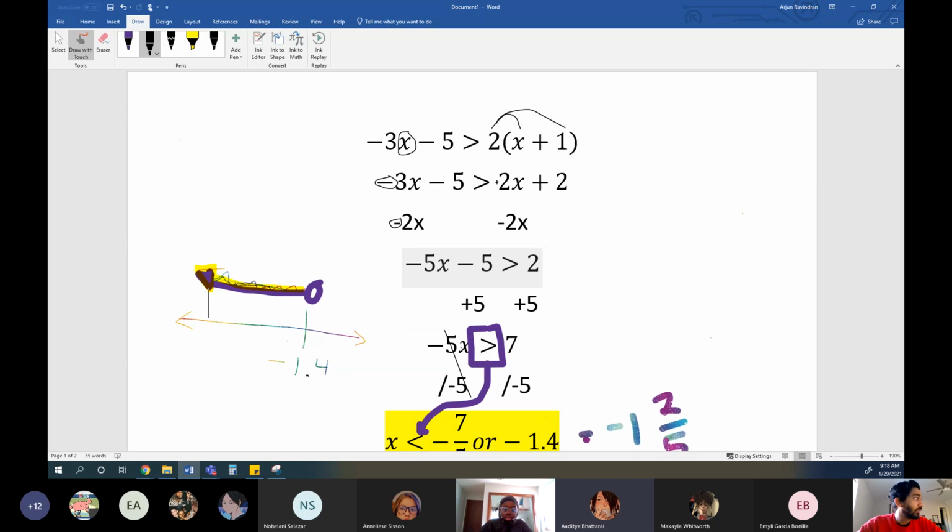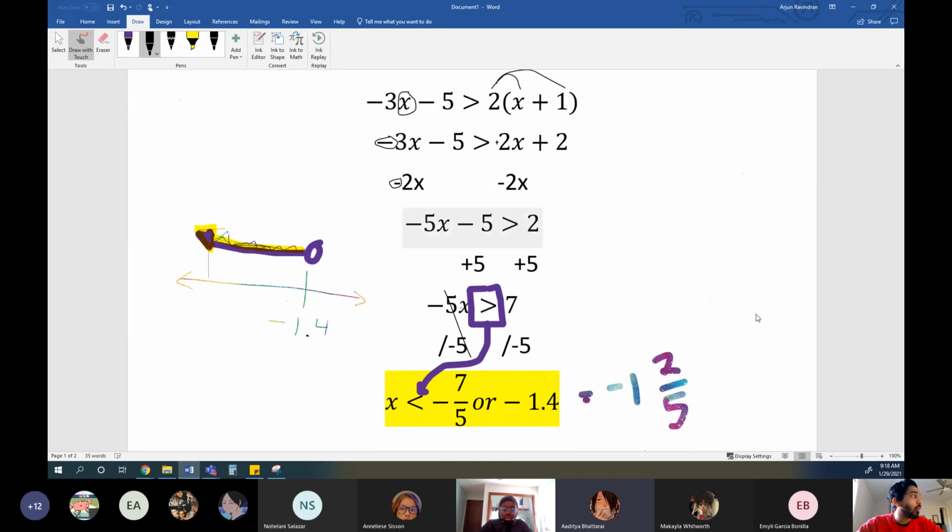You wouldn't get the right answer. Would I get a true or a false statement? A false statement. Exactly. I would get 7 is greater than 7. So that's false. It's not greater than 7. So it's a false statement.